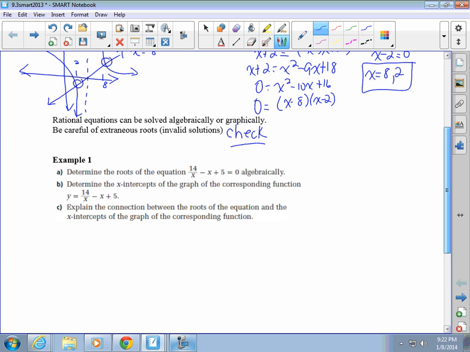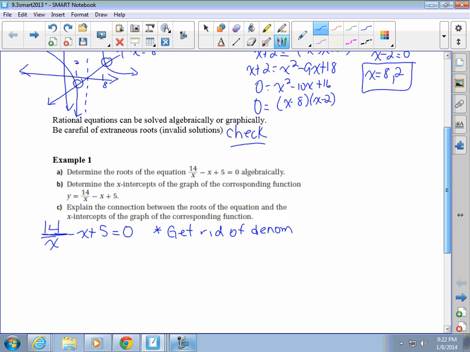Okay. So if I have 14 over x minus x plus 5 is equal to 0, in order to solve for this, I need to get rid of my denominator. I've got an x down there. So that means in order to get rid of this x, I have to multiply everything through by x.